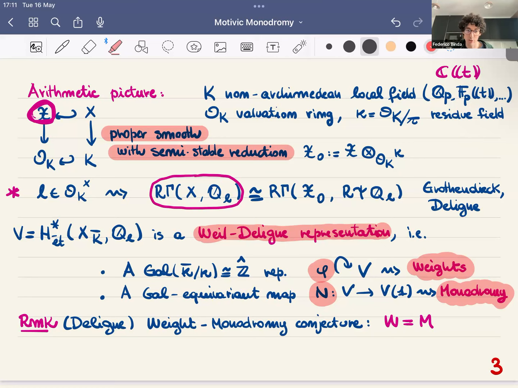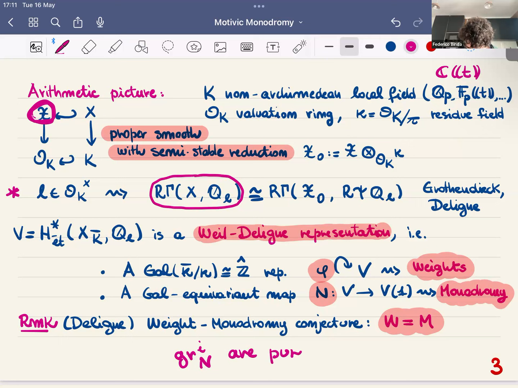And there is a famous conjecture by Deligne saying that also in this case, weight equals monodromy. Concretely, this means that if you take the graded pieces with respect to the monodromy filtration, then these are pure representations of the correct weight. So it means that up to appropriate shift, the monodromy filtration is in fact the weight filtration.